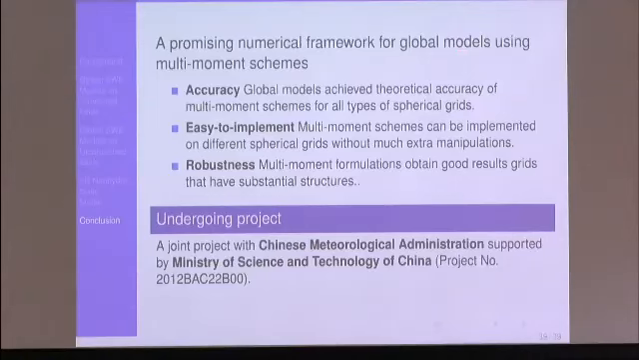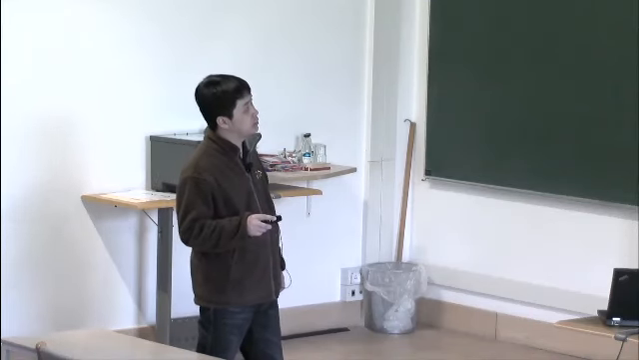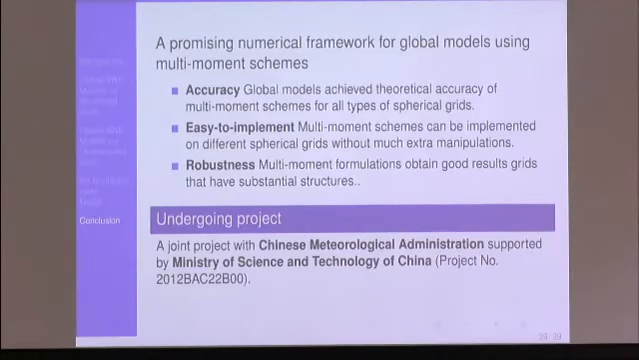the global models using the multi-moment scheme are easy to implement on different types of spherical grids. We do not use much extra manipulation, and these models are robust. Multi-moment formulation obtains good results on the different grids that have substantially different structures. Maybe this sentence is not correct.